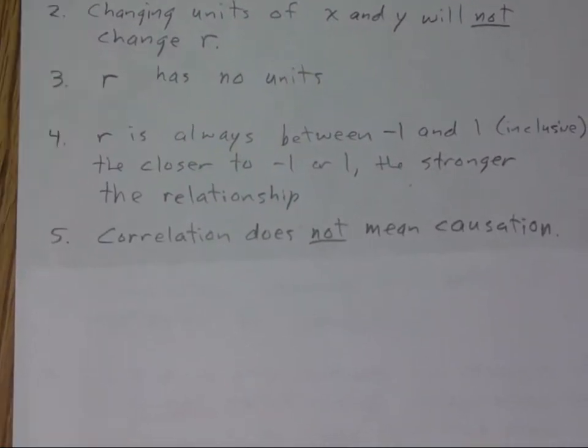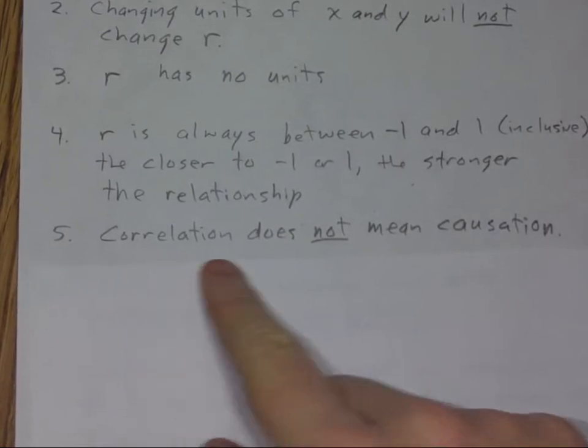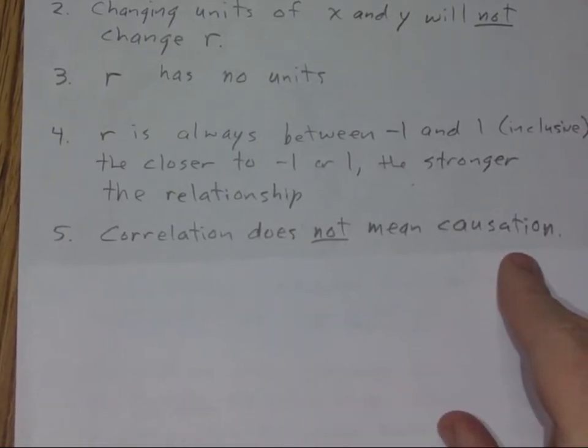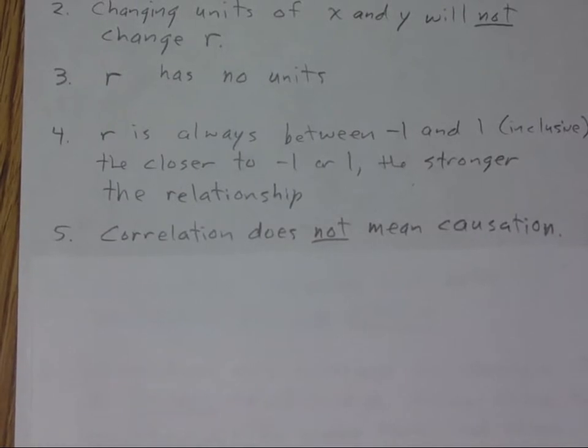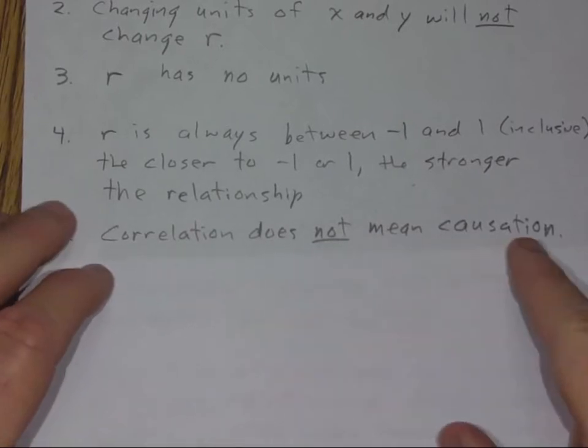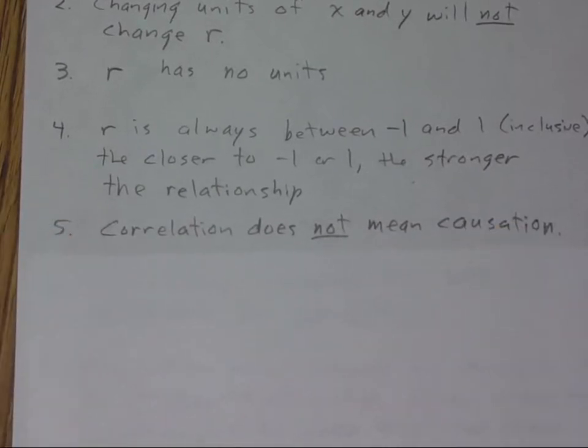Correlation does not, we're going to make this point a lot this year. Correlation does not mean causation. Just because things are incredibly strongly correlated doesn't mean that one is causing the other. So we don't use the word cause in a regression setting unless we have what we call a controlled experiment, and that's really a product for next chapter.